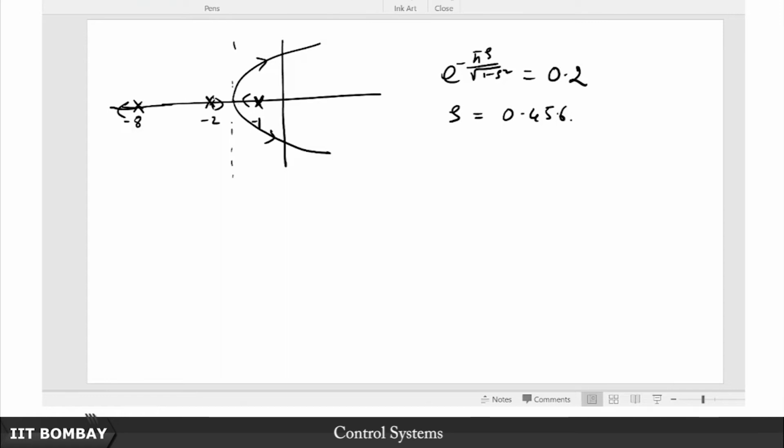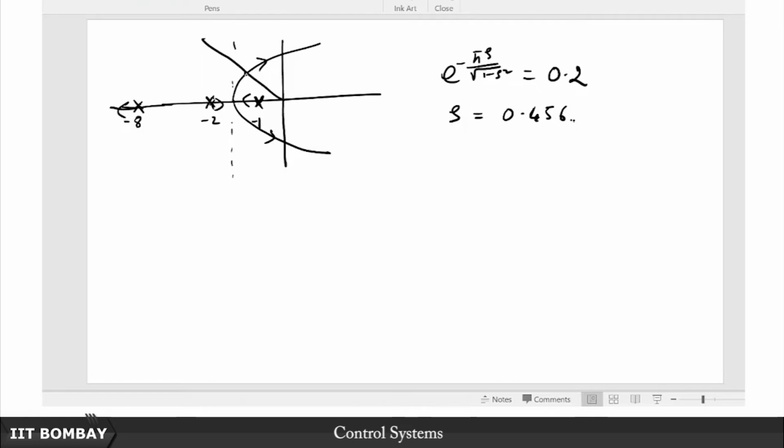Of course I am cheating because I am not using a calculator here in real time. I have already computed these a priori, so I know what these values are. So with this zeta, I can draw this constant zeta line here, having evaluated this zeta for this 20% overshoot, and then I know that this is where the pole of my uncompensated system is.